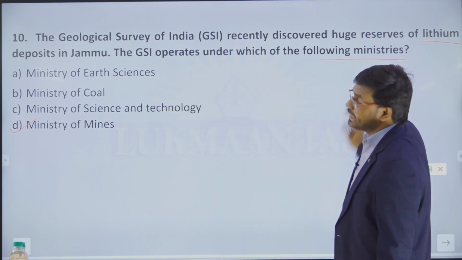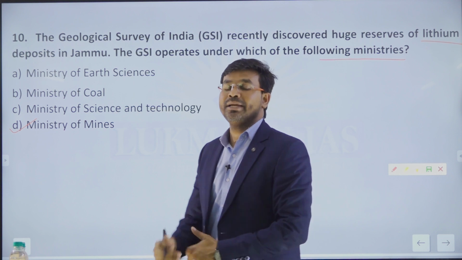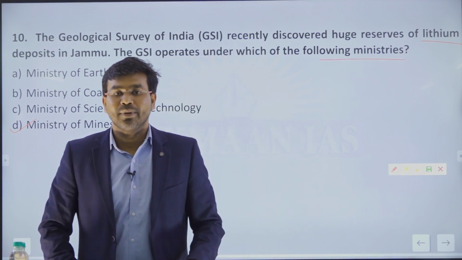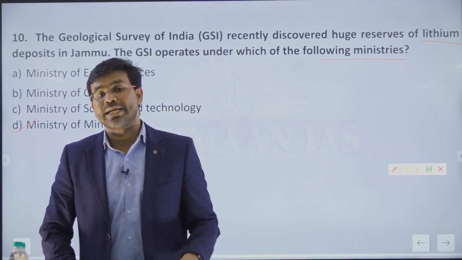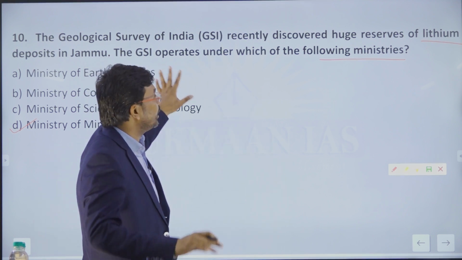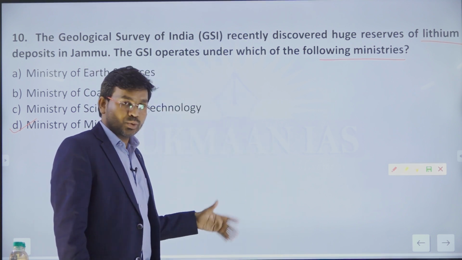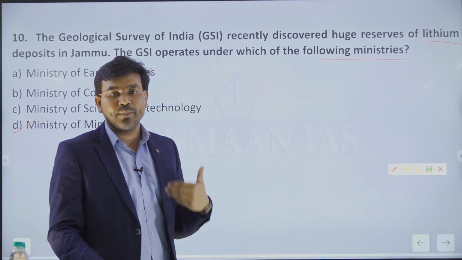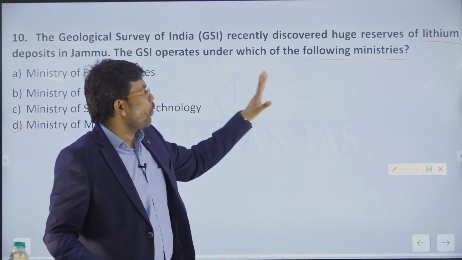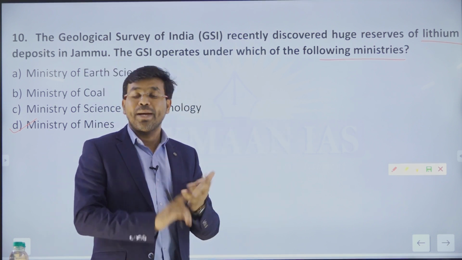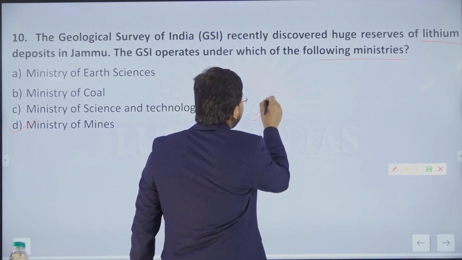So why is lithium important? Because in India we never had any lithium reserves, but recently it was identified that in Jammu we do have a lithium reserve. It is not yet established, but people are doing research into it. And why is lithium important? Because you might have heard about the lithium ion battery.